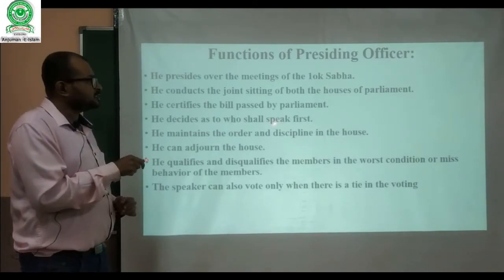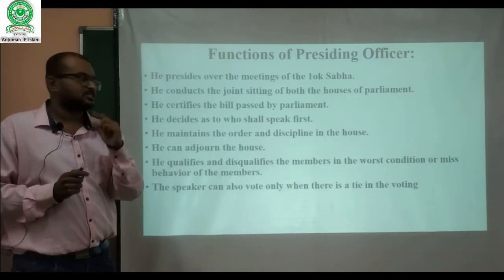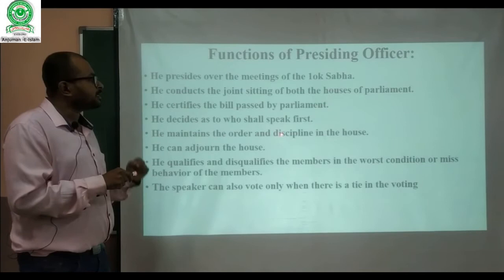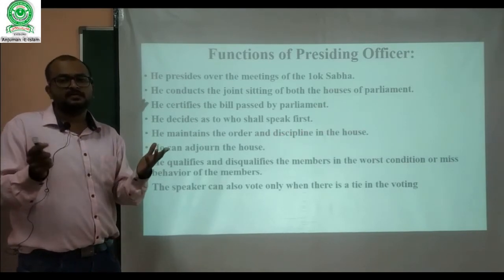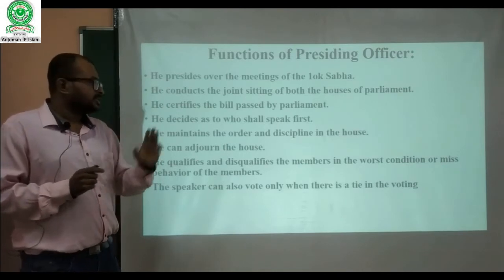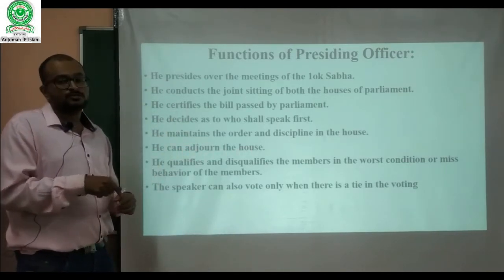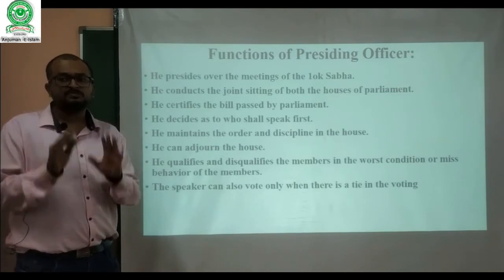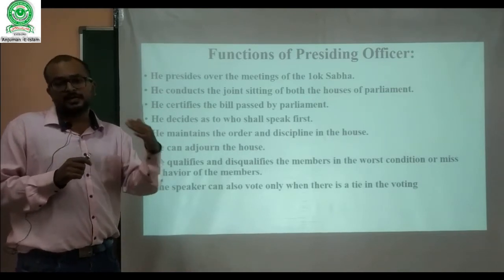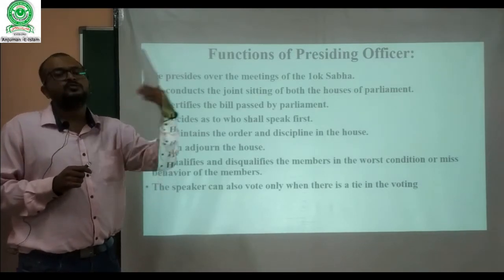He decides who shall speak first. He makes a decision which member shall speak first. He maintains the order and discipline in the house. He looks after the discipline, how the people are talking and in what manner they are talking. He takes charge of those things. He can adjourn the house. If some or many members misbehave, he can adjourn the house for an hour, 2 hours, 5 hours, or for 1 or 2 days.